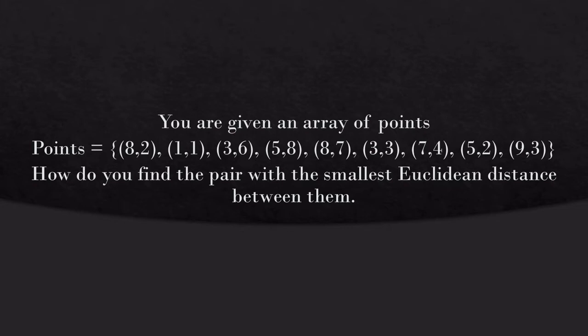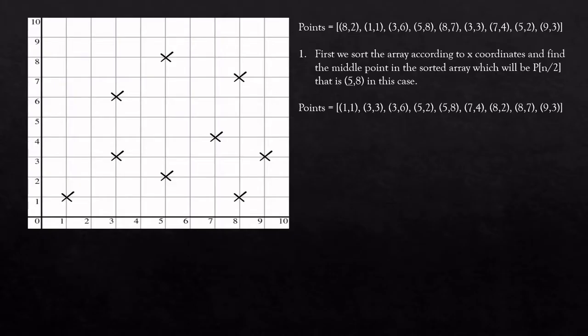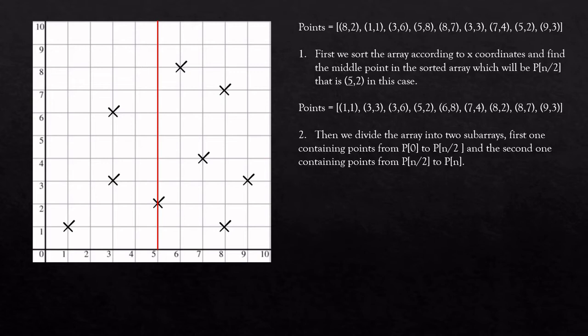Here's an example of an array of points. First, we sort the array according to its x-coordinates and find the middle point in the sorted array, which will be p n over 2, that is the point 5 and 8 in this case. Then we divide the array into two subarrays. The first one containing points from p0 to pn over 2, and the second one containing points from pn over 2 to pn.